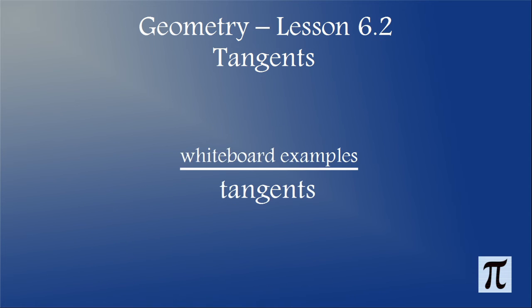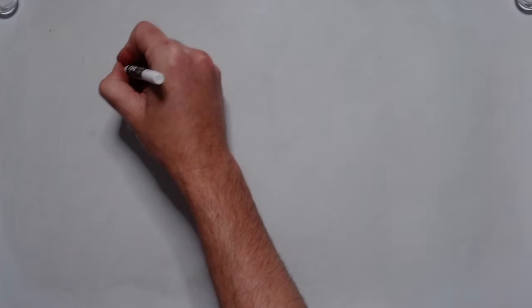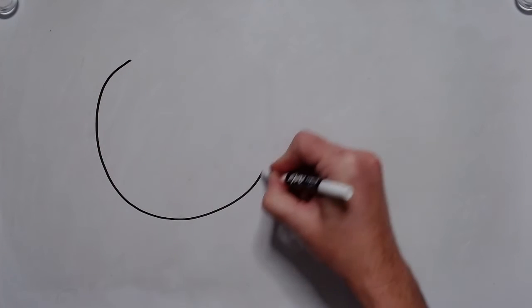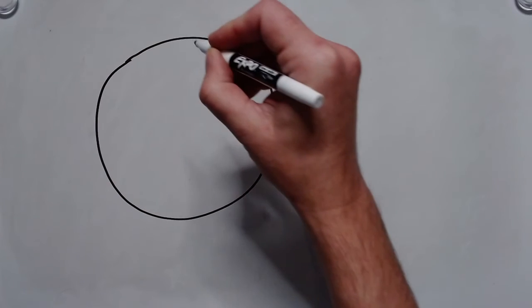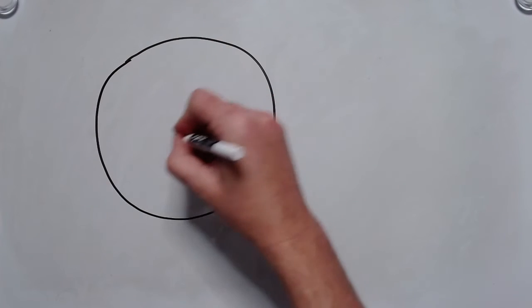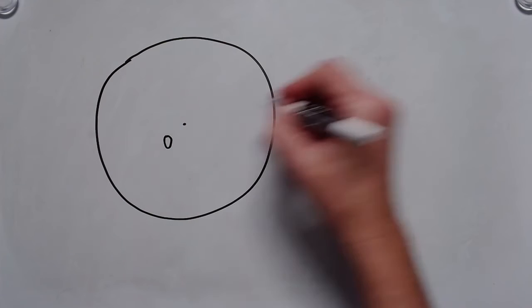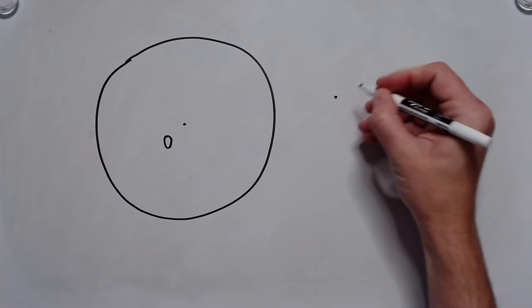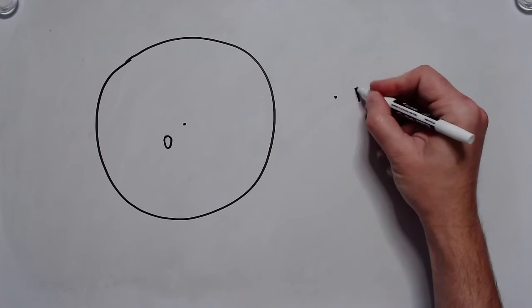Let's jump over the whiteboard and look at some tangents. Alright, here we go, trying to draw circles again. Let's pretend this is a circle. And we've got a nice center, which is O. And we're going to put a point out here. We're going to call it point P.